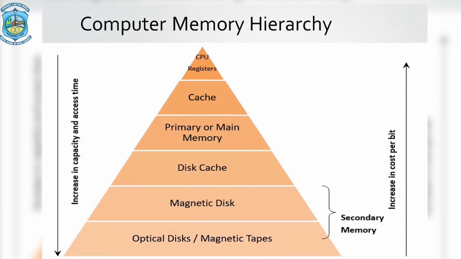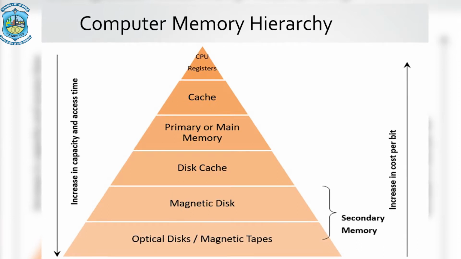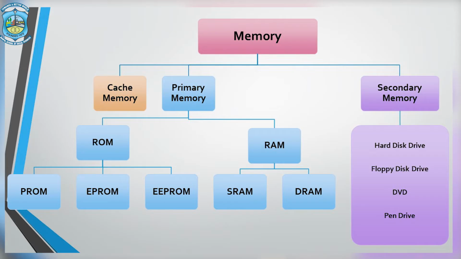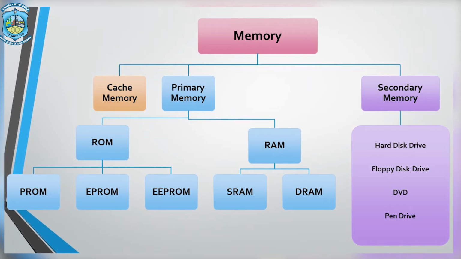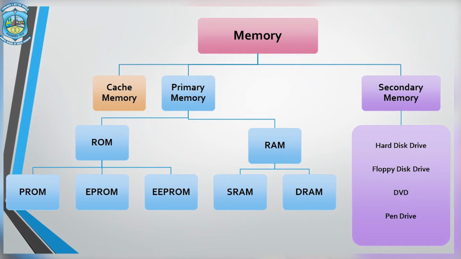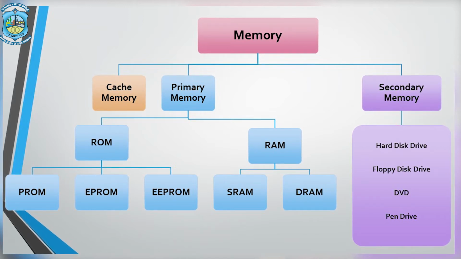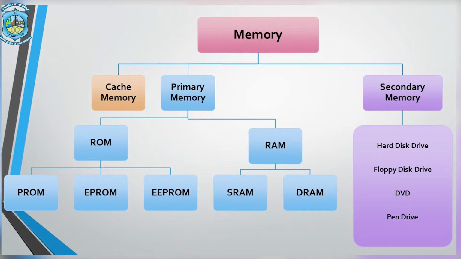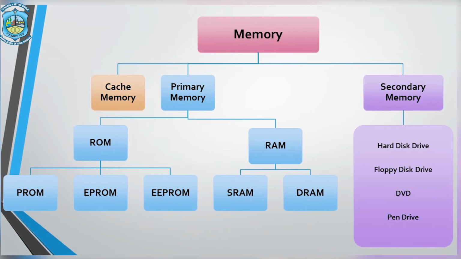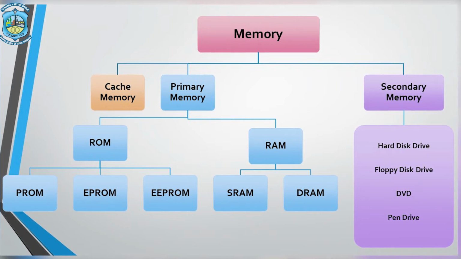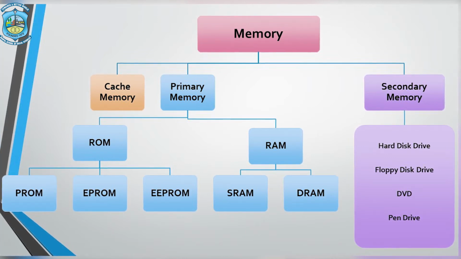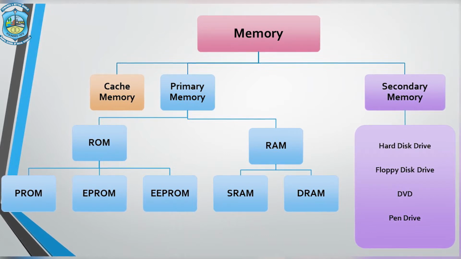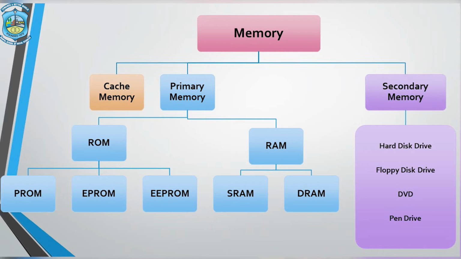If you look at this figure, as we go down the hierarchy, there is an increase in capacity and access time, whereas if we go up the hierarchy, there is an increase in cost per bit. The memory can thus be classified as cache memory, primary memory, and secondary memory. We are going to talk about primary memory in this lecture today. Primary memory is further classified as ROM and RAM. ROM can further be classified as PROM, EPROM, EEPROM, whereas RAM can be classified as SRAM and DRAM. The secondary memory consists of many of the devices which I am going to cover in another module.